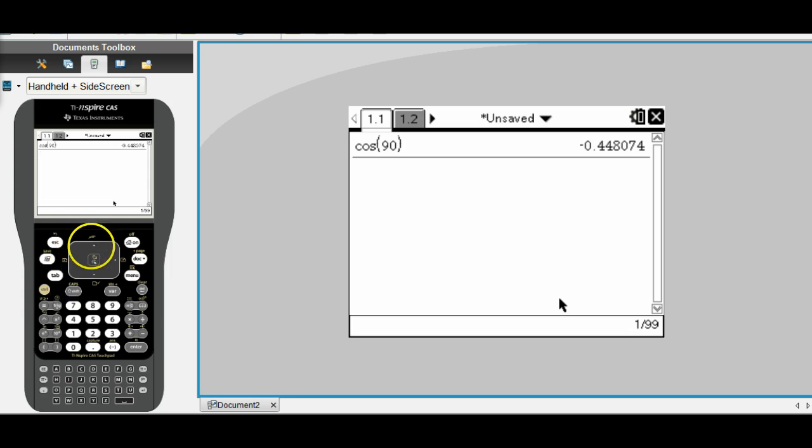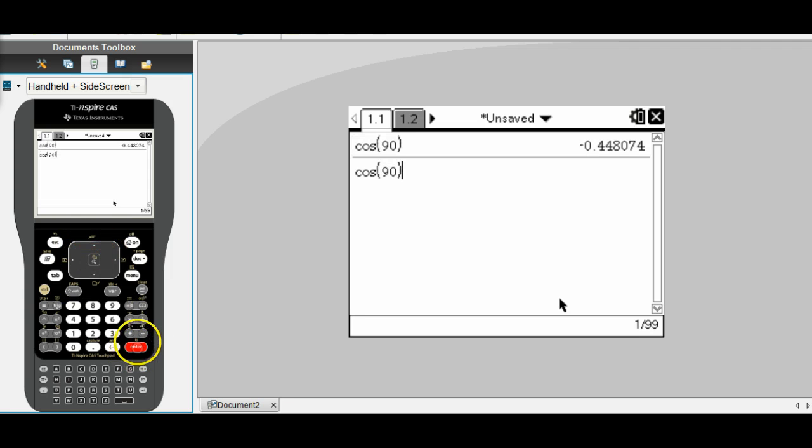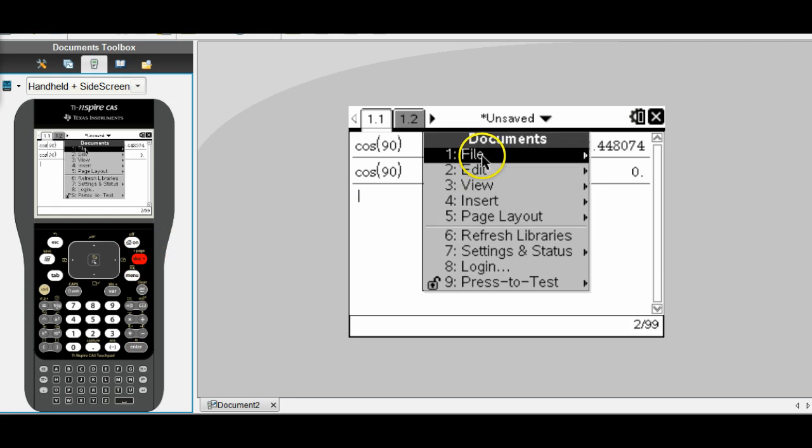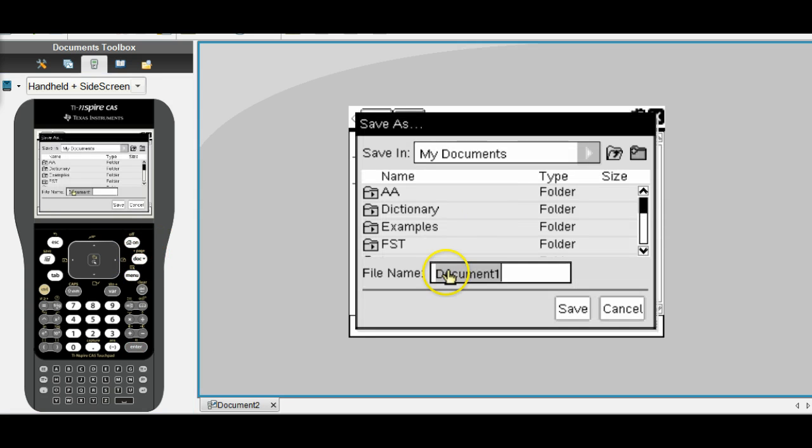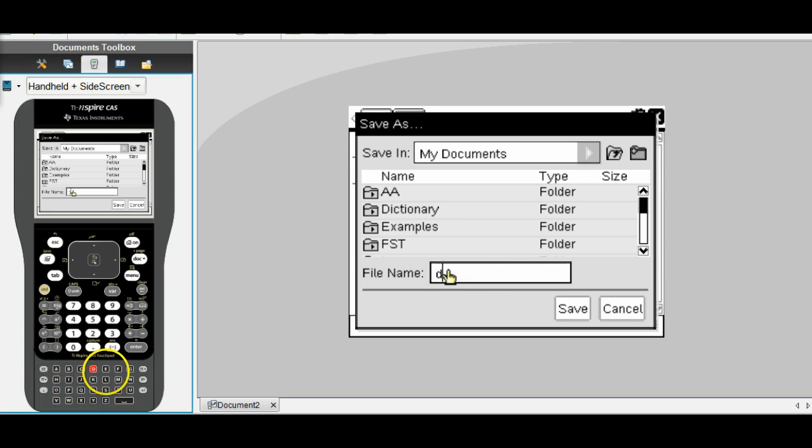Now when we do cosine 90 and a Control Enter, we should get the value 0. So I want to know that this document is now in the right mode, and I want to save it. So let's go back to the document button, hit File, Save, and just call it Degree. I'm not going to actually save it that way because I already have a document ready to go, but that's what you would do, is call it Degree, hit Save.